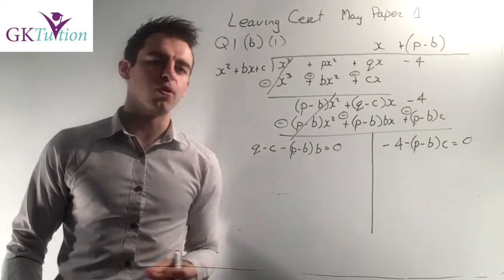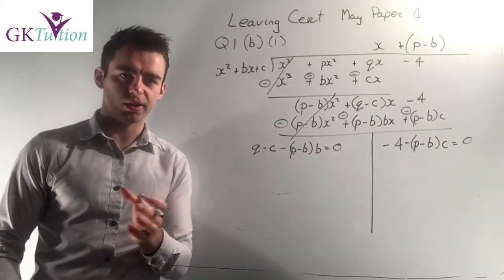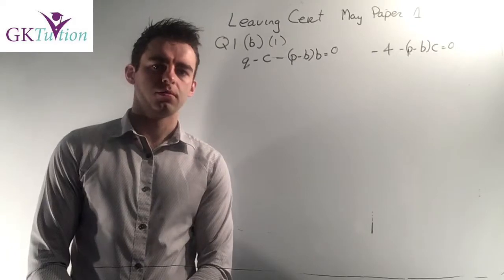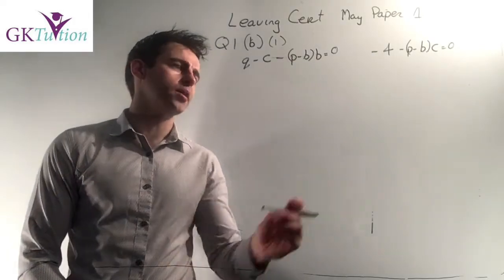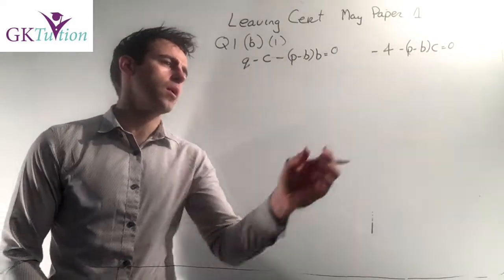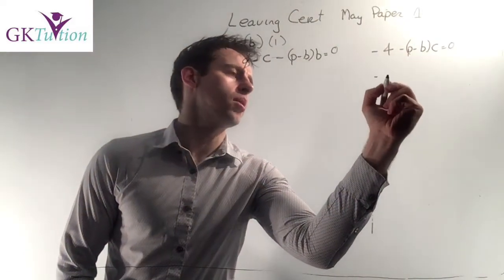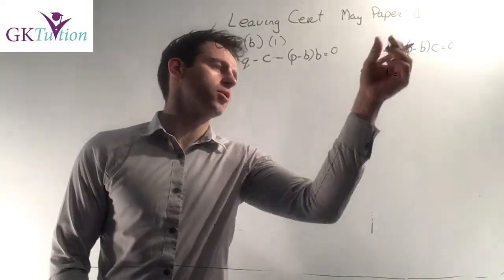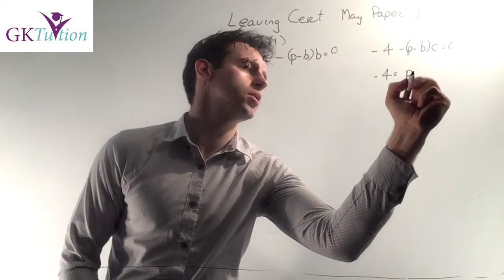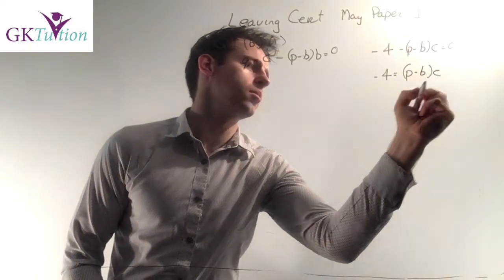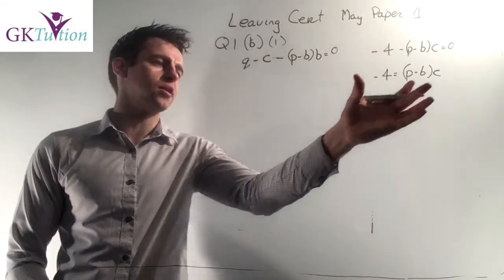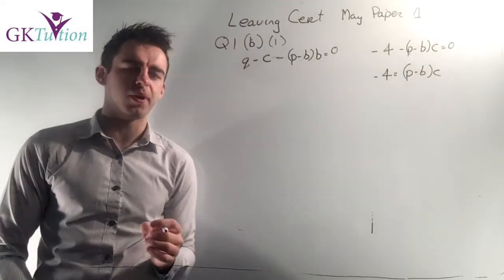So now you have 2 different equations, and we should be able to work it out and get to our 2 answers. So to get the full marks for B part 1, I just need to simplify this one. All I was asked to do here is isolate my minus 4. If I just bring this term to the other side, it becomes plus (b minus p) times c. And that's your final answer. That's all you were asked. So you're 10 marks there for B part 1.